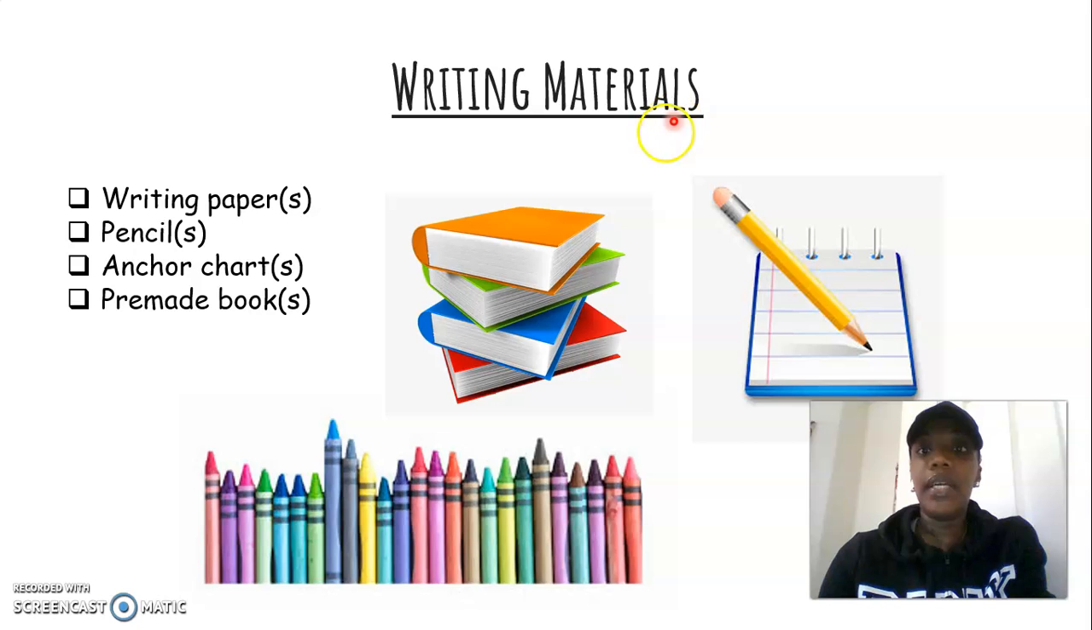Here are your writing materials that you will need for today. You're going to need your writing paper or papers, a pencil or some pencils just in case your pencil breaks, and your anchor chart or anchor charts. I will be uploading the anchor charts with this assignment on Google Classroom. Your pre-made book, that is just the papers that you've been writing the past couple of days throughout this unit, or books. Some of you are probably writing books at this point, and I think that is amazing.